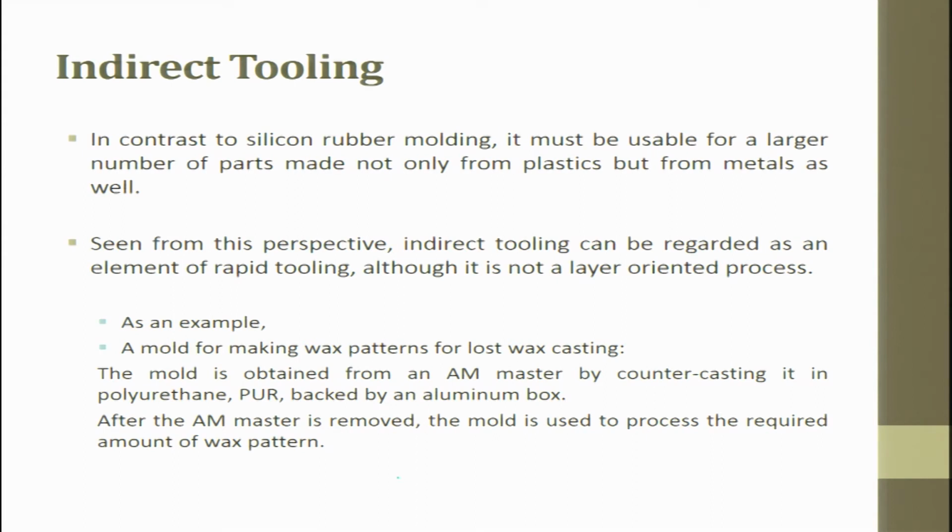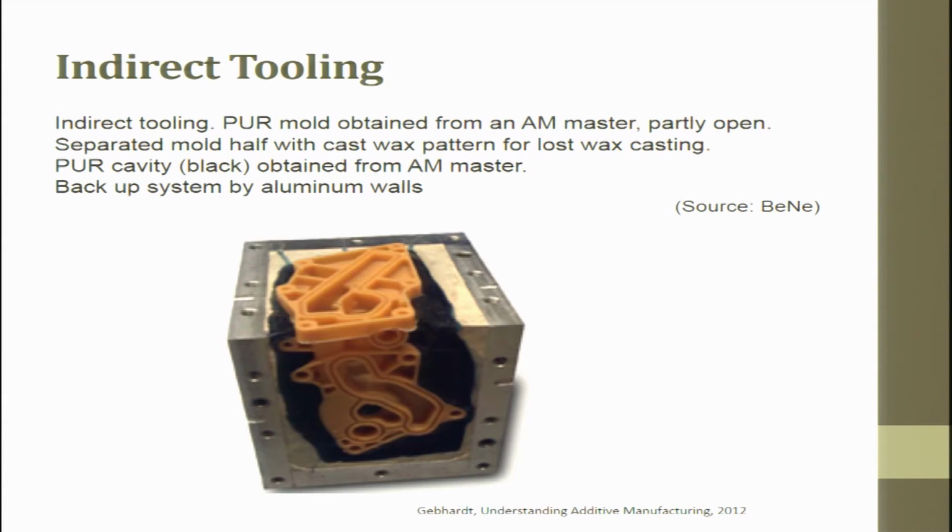So, what we are trying to do is, rapid prototyping leads to pattern making. This pattern making leads to mold making. This mold can be split in two halves, and from here you go for the product. So, now what we are trying to say is, this pattern can be made out of RP, and from this pattern we try to make the mold also, and then we try to make a product. So, this is an example of indirect tooling.